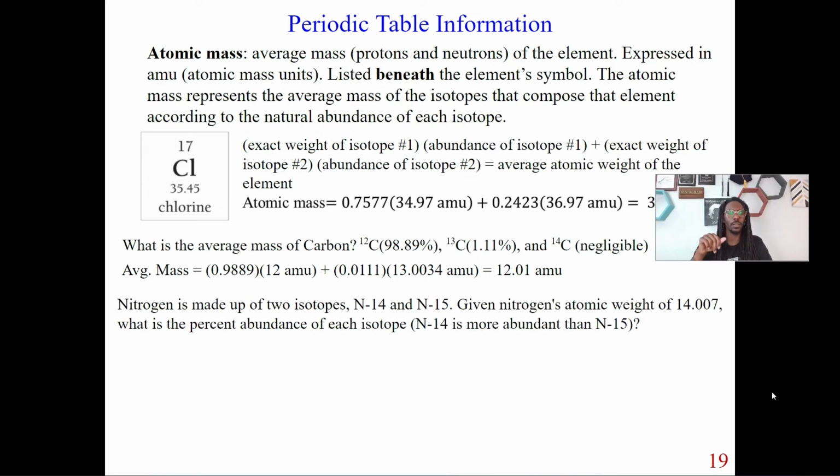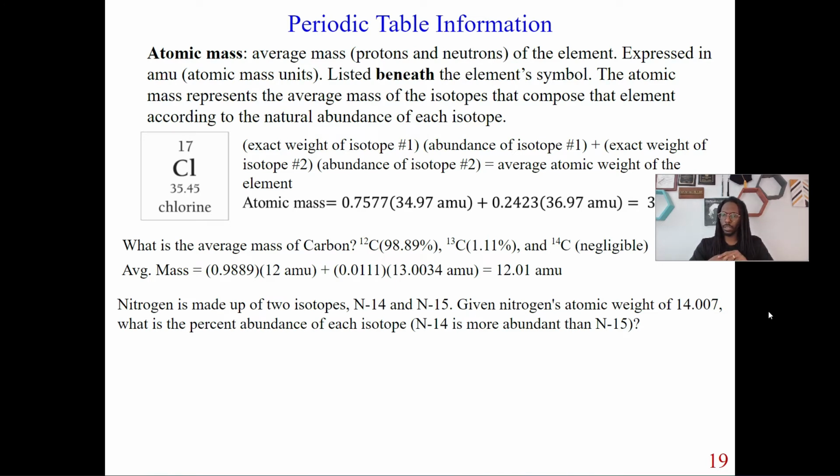So we're looking at another one. This time it's asking about nitrogen. Nitrogen is made up of 2 isotopes, nitrogen 14 and 15. Given that nitrogen's atomic weight is 14.007, what is the percent abundance of each isotope? And here's a hint: nitrogen 14 is more abundant than nitrogen 15. So this is going to be more abundant.